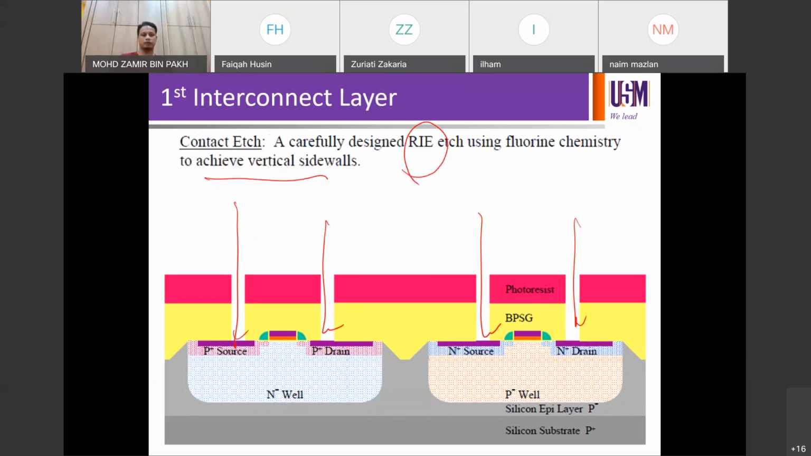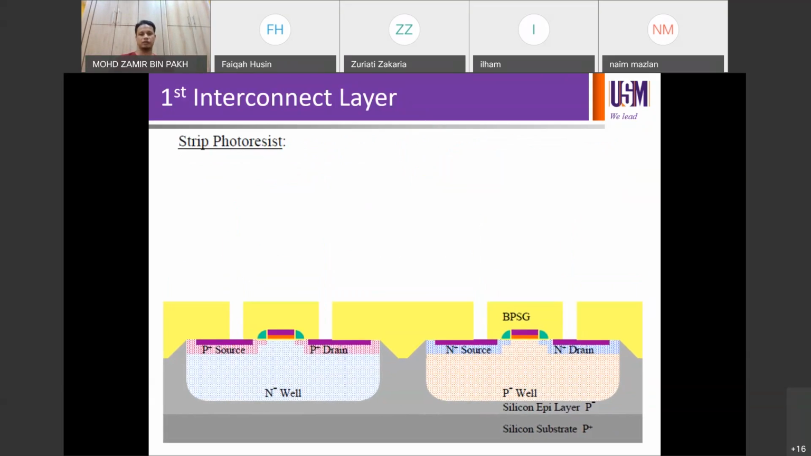Next, you strip the resist. Resist is never intended to be there forever, right? It's just a medium to do patterning. So it will not be there at all in your final device. So now we remove the resist, you are left with patterned BPSG.